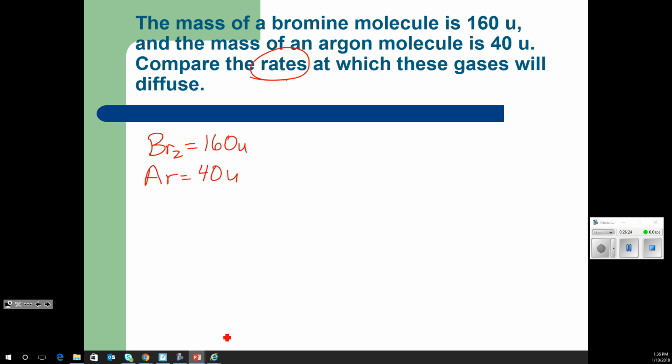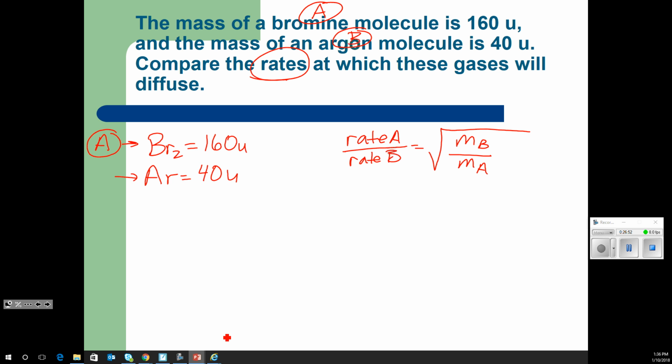Graham's law. So we're going to have rate A divided by rate B is equal to the square root of mass of B divided by mass of A. How do I know which one's A and B? Well, whenever you're given a problem, the first chemical mentioned is A. So bromine is A, argon is B.